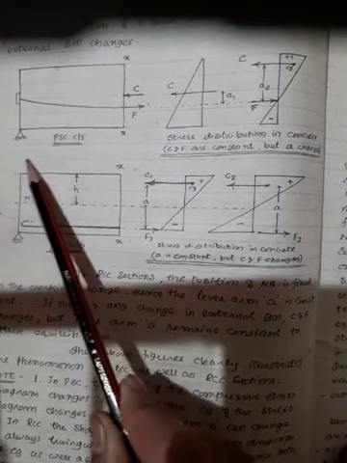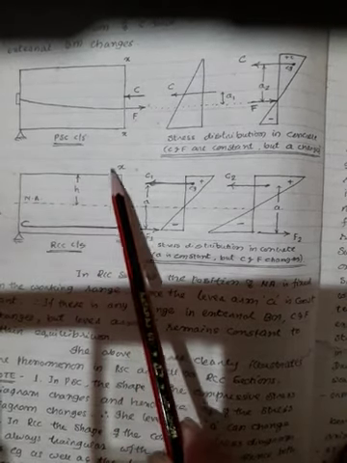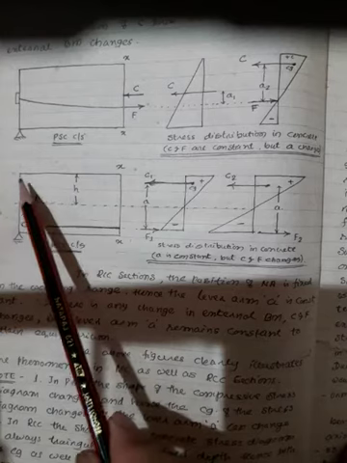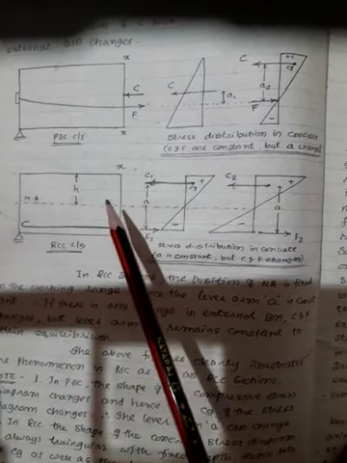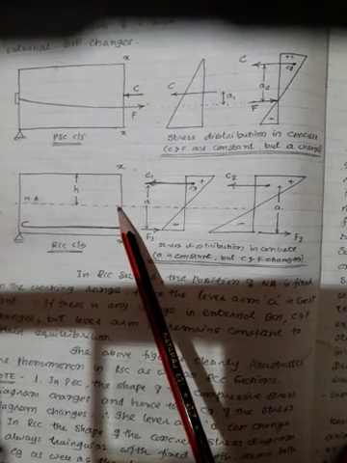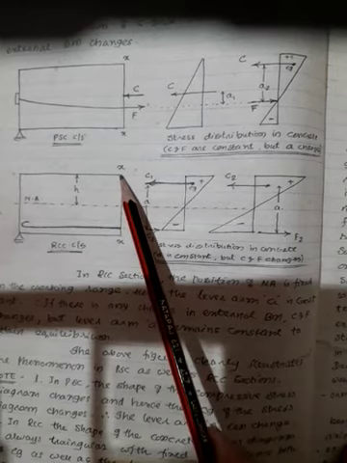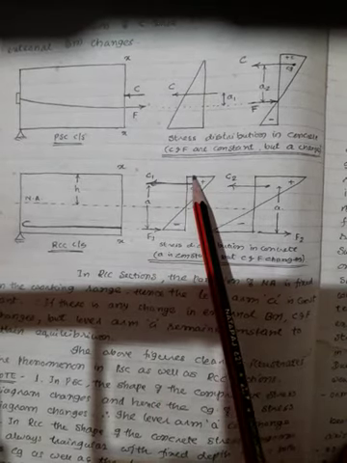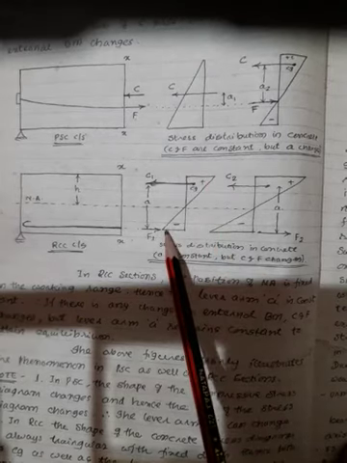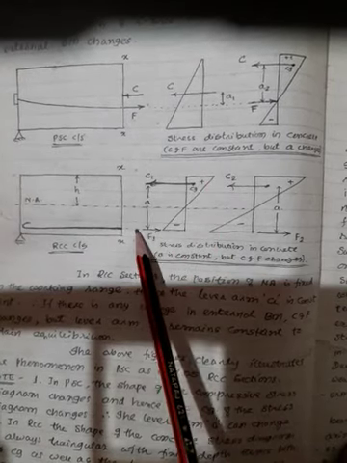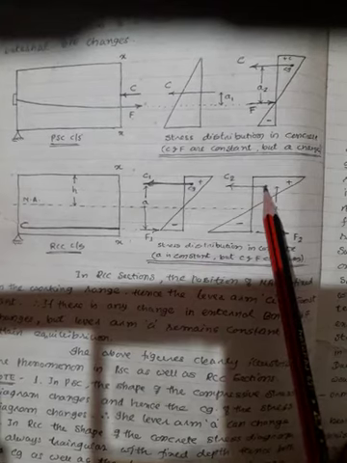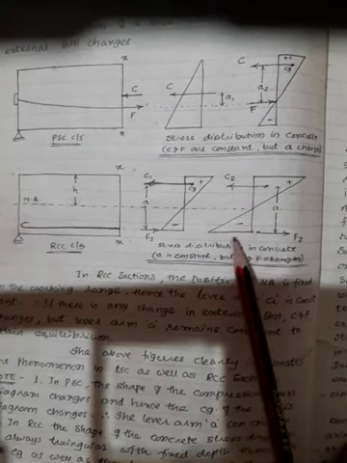Okay, suppose now I increase the load on this beam, if I increase the live load on the beam, so your moment of resistance is going to increase. Whenever your moment of resistance increases, the compressive stress will also increase and the tensile stress will also increase. So C1 becomes C2 and F1 becomes F2.